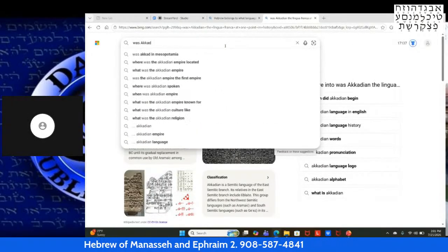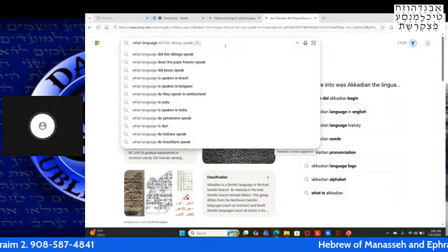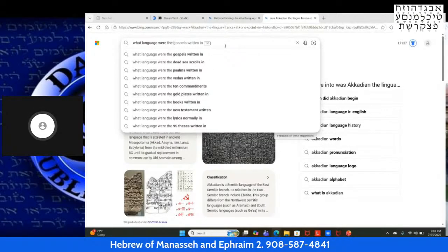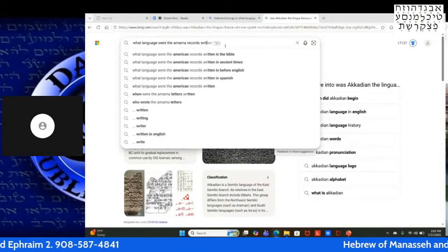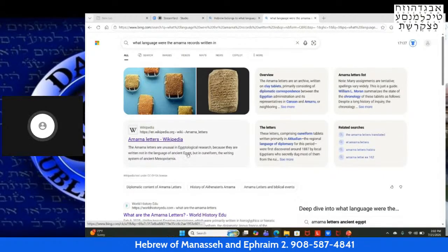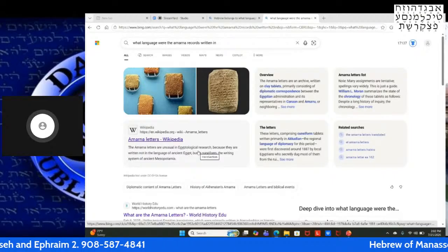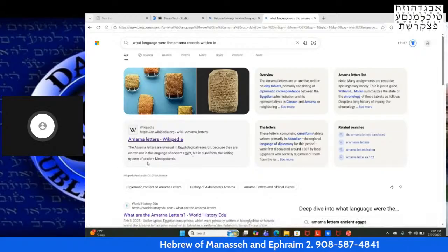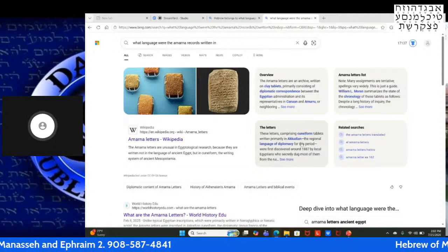Another thing I like to ask is this: what language were the Amarna records written in? The Amarna letters are unusual Egyptological research because they are written not in the language of ancient Egypt, but in cuneiform, the writing system of ancient Mesopotamia. These letters comprise cuneiform tablets written primarily in Akkadian.